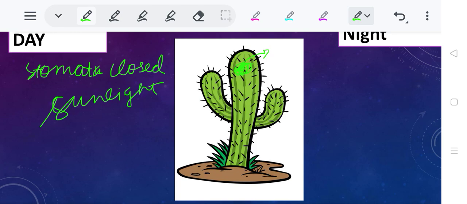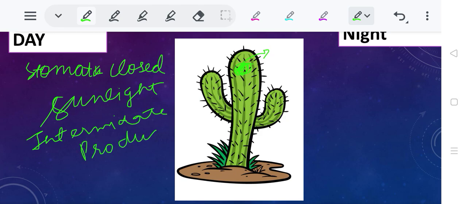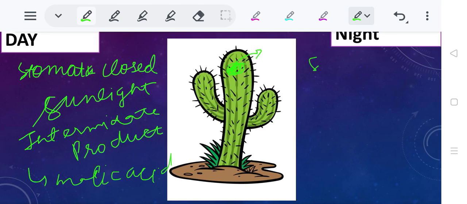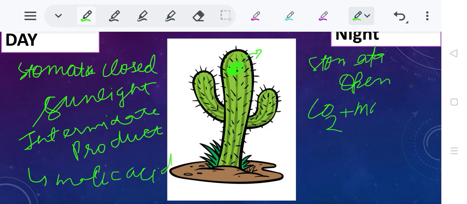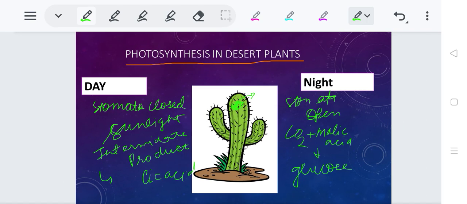This sunlight, it forms an intermediate product, which is like a between product, which is malic acid. So at night, this stomata is open, they take in carbon dioxide. When it reacts with the intermediate product, which is malic acid, it forms glucose. So this is how it occurs in desert plants. Hope this is clear now.